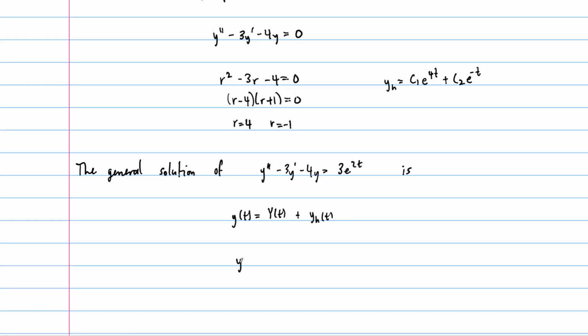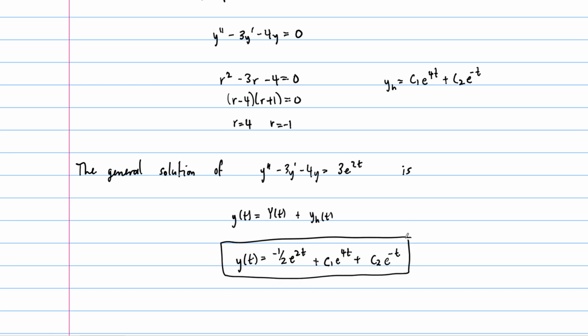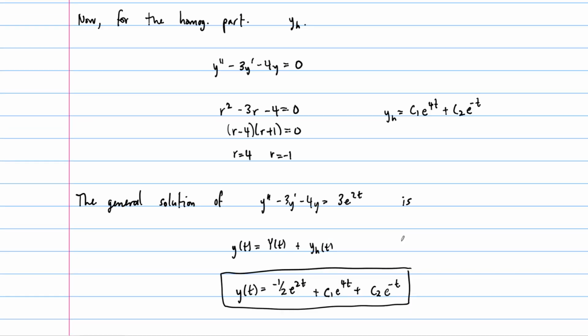And we've determined both of those, so we can just write down the solution. It's going to be negative 1/2 e to the 2t plus constant 1, c1, e to the 4t plus unknown constant 2, e to the minus t. And we need all of this to write down our general solution. Okay, so that's a motivational example.